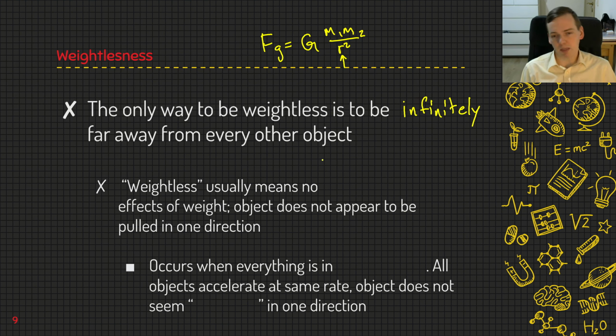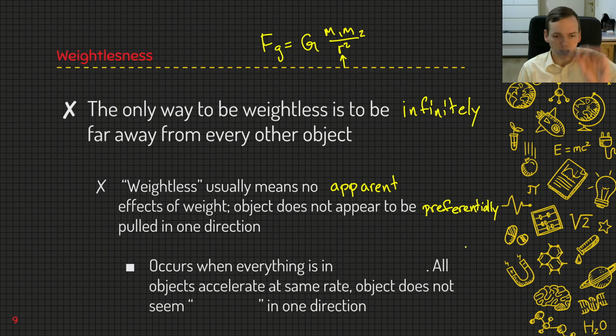So what we usually mean when we say weightless is there's no apparent effects of weight, meaning that an object does not appear to be preferentially, that's a big word, but that just means if you let go of something, it doesn't get pulled in one direction or another. So we don't say this pen is weightless because if I let go, it falls. But if I was on the International Space Station and I let go of this, it would sit in the same position relative to my hand. And that's why we say it's apparently weightless, because it's not being pulled. It does not appear to be pulled towards the Earth.